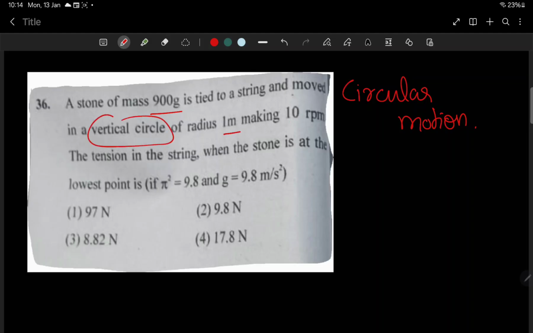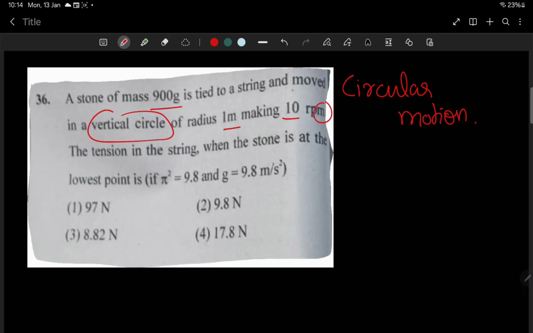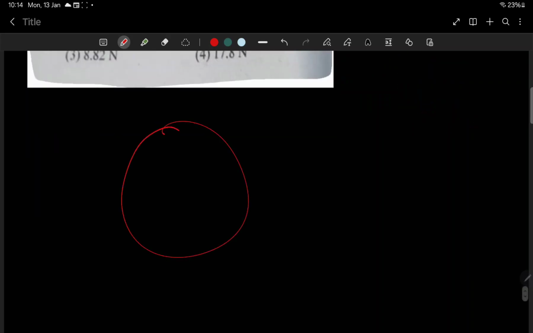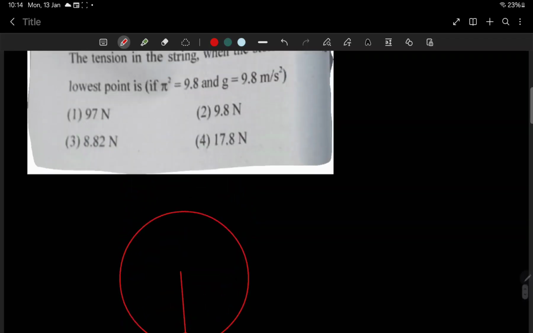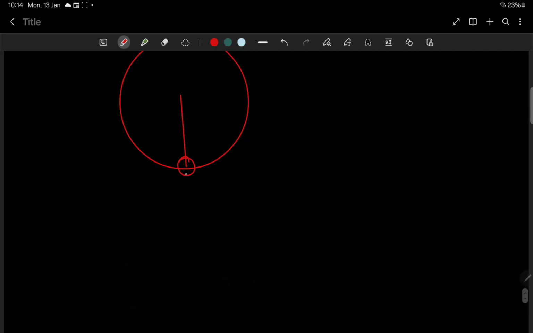Yes, this is the next question. This question is from circular motion. What do we have here? A stone of mass is given and is moved in a vertical circular motion of radius 1 meter, making 10 revolutions per minute. The tension in the string is, first of all, what's happening here? We are having a vertical circular motion. So the tension in the string at the lowest position.